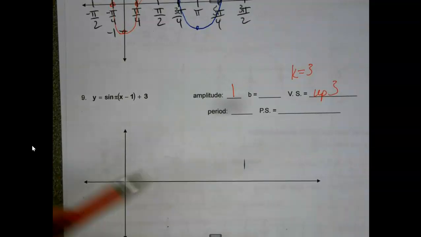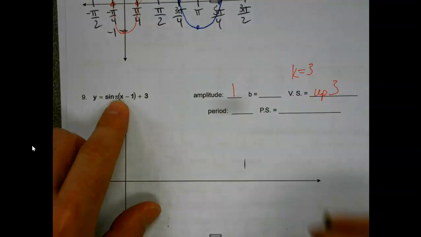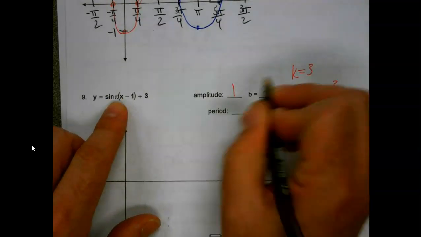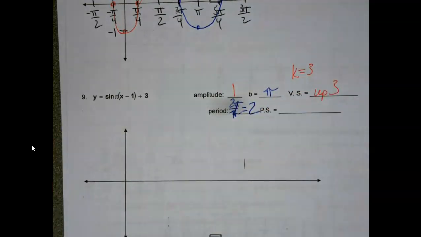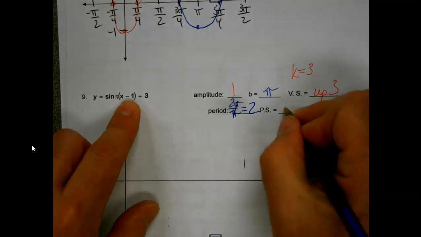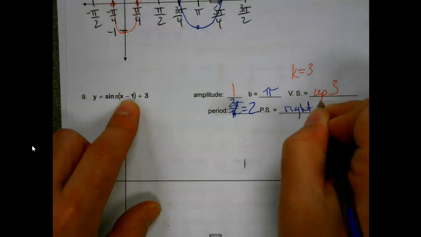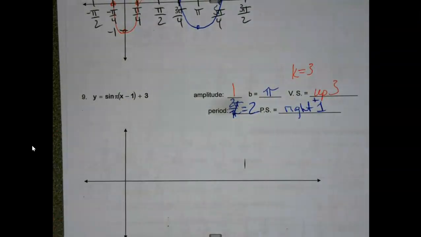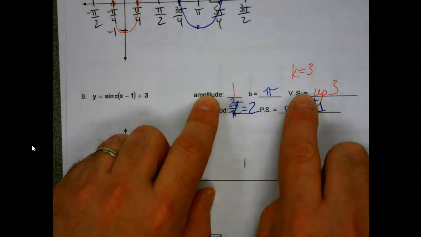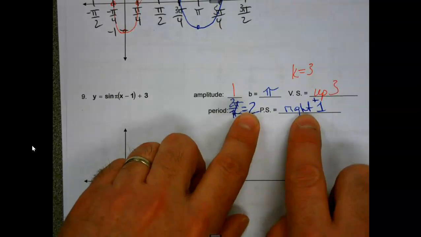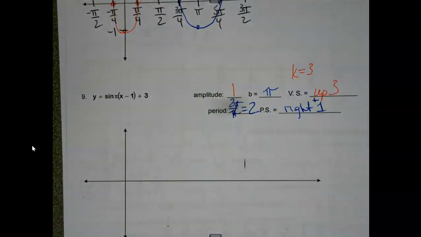Okay. My period. My B value is pi. So 2 pi over pi. Oh, that's always nice. It's just 2. And my phase shift is right 1. I would still suggest when you're just getting used to this, if you have a second color, to use it the way I am to keep amplitude and vertical shift together, and your B value with your period and your phase shift together. That's going to make this easier. Always try and give out the good advice.